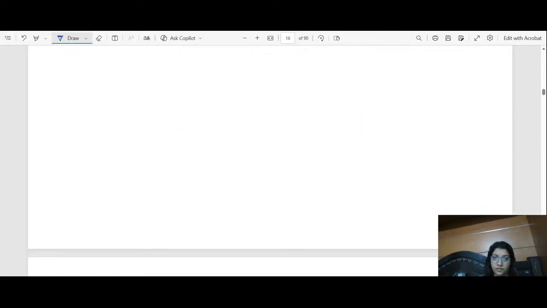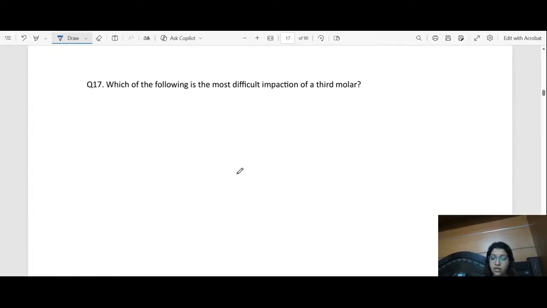Next question. Which of the following is the most difficult impaction of a third molar? Mesioangular, vertical, partially impacted, or distoangular impaction. So, the most difficult of all is distoangular. Why?